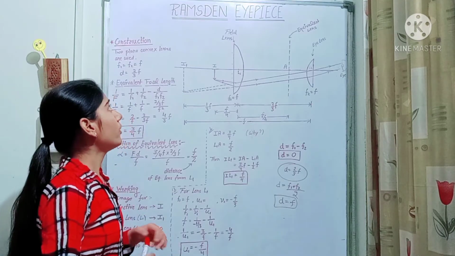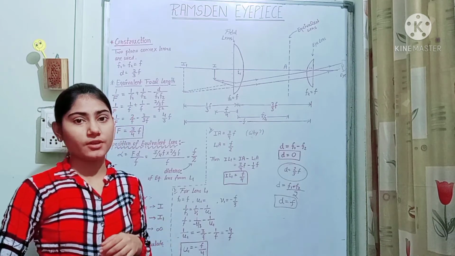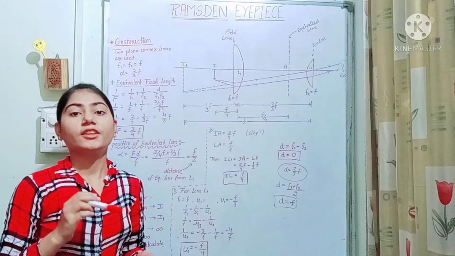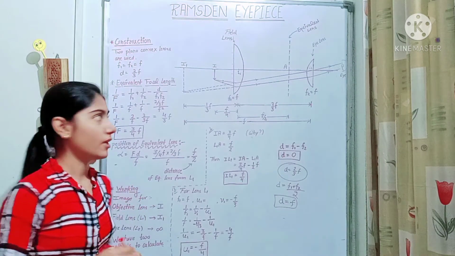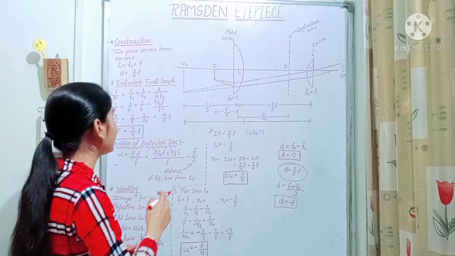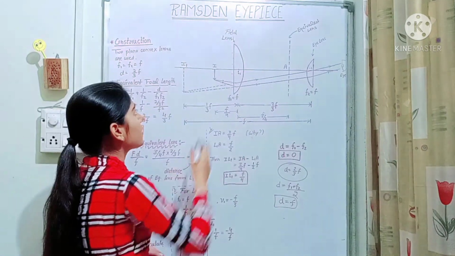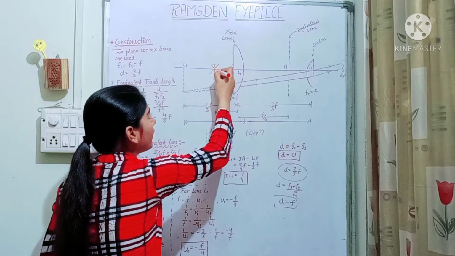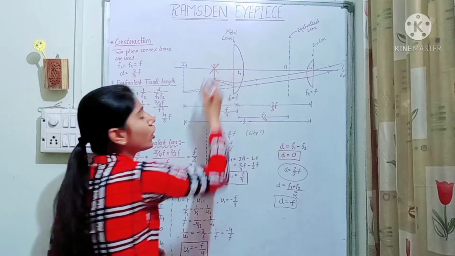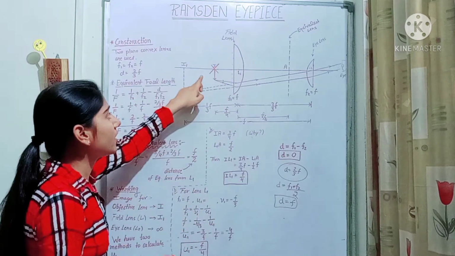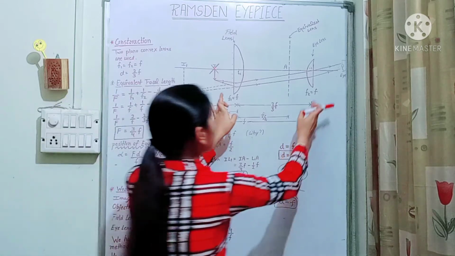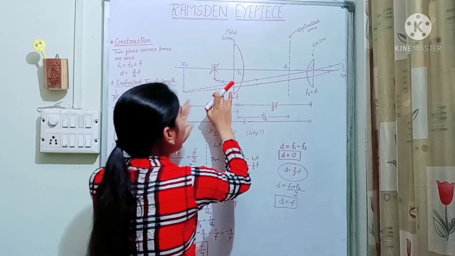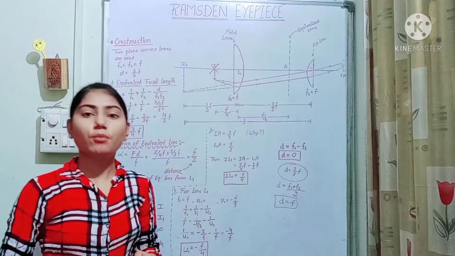One thing you should know is that the Ramsden eyepiece is known as the positive eyepiece. So why is it known as the positive eyepiece? Because of the position of the crosswire in the Ramsden eyepiece. I told you that the position of the crosswire in the Ramsden eyepiece is at I. At I we set our crosswire, and this position is outside the eyepiece. The eyepiece is this, and the crosswire is put outside the eyepiece. That's why we call the Ramsden eyepiece the positive eyepiece.